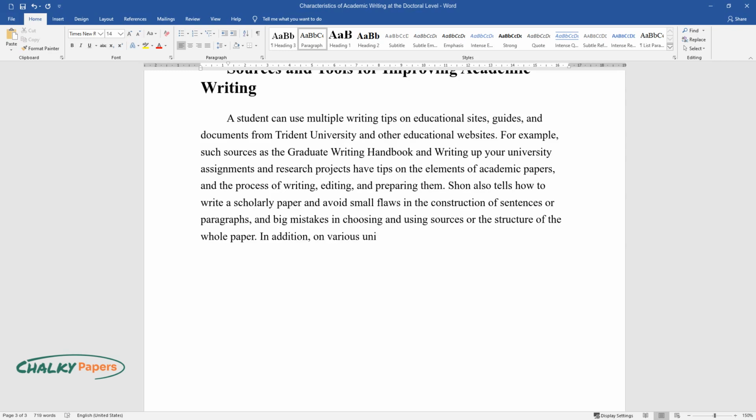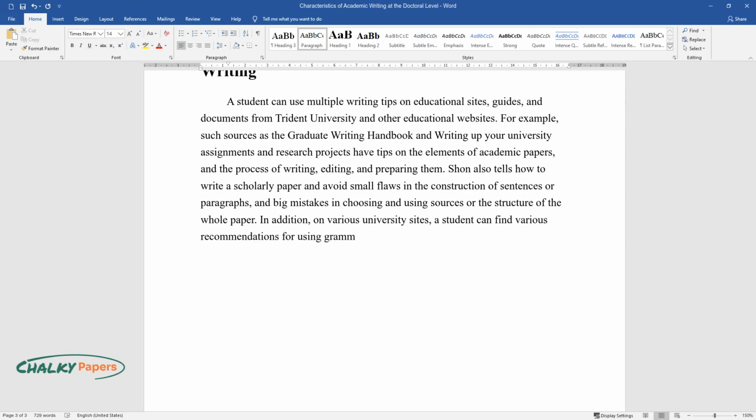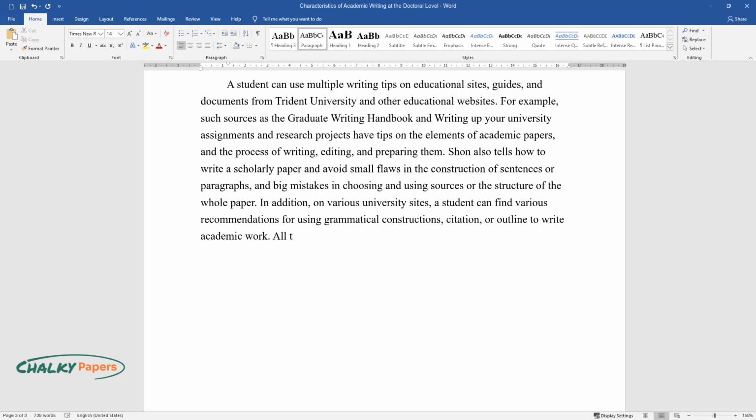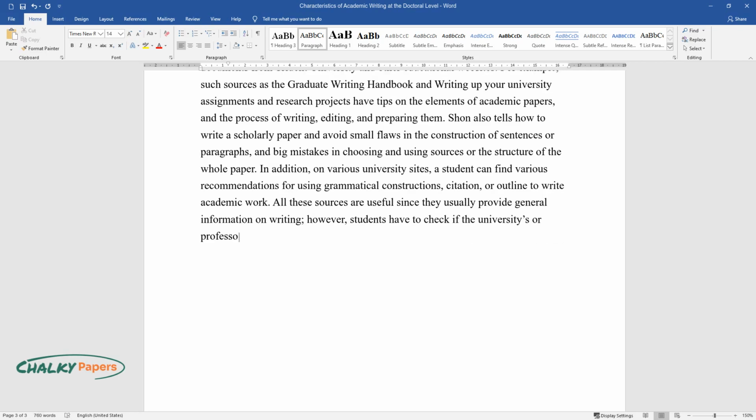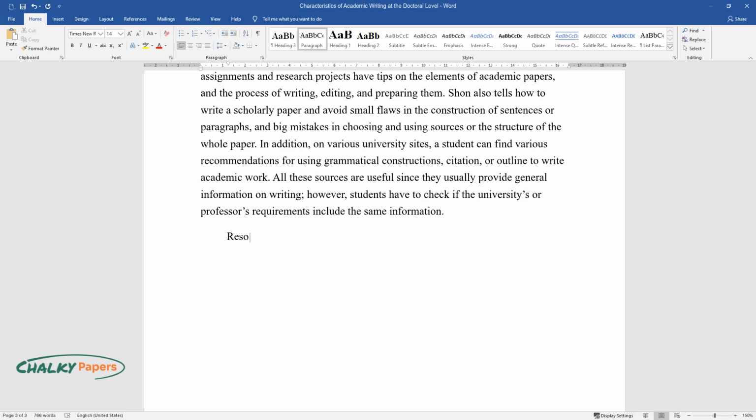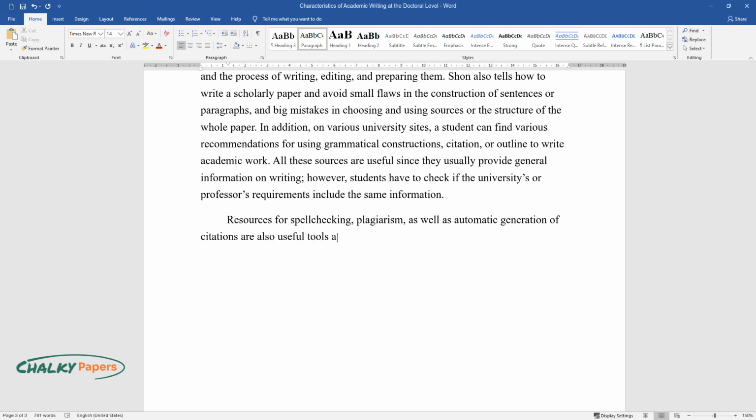In addition, on various university sites, a student can find various recommendations for using grammatical constructions, citation, or outline to write academic work. All these sources are useful since they usually provide general information on writing. However, students have to check if the university's or professor's requirements include the same information. Resources for spell checking, plagiarism, as well as automatic generation of citations are also useful tools as they speed up the checking process.